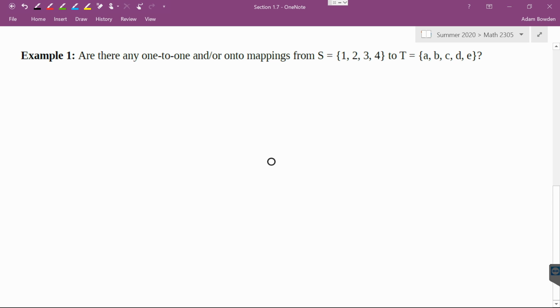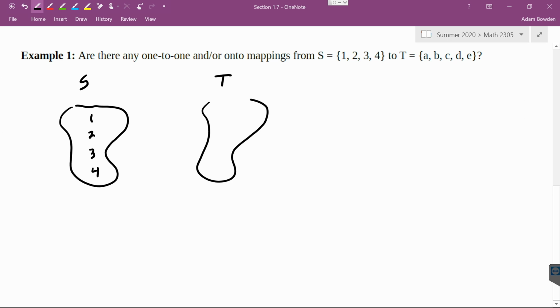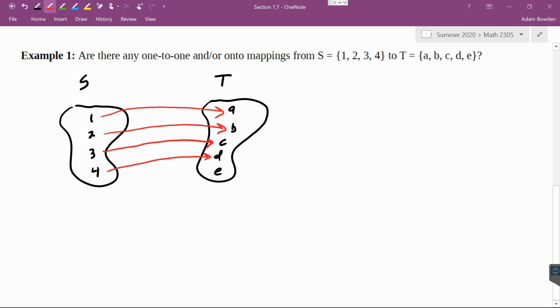So let's look at two specific examples and discuss whether or not we think there are any one-to-one and onto mappings from these sets. The set S contains the elements 1, 2, 3, 4, and the set T contains the elements A, B, C, D, and E. Now first off, we can construct a one-to-one mapping if I take 1 and map it to A, 2 to B, 3 to C, and 4 goes to D. Now this would be an example of a one-to-one mapping.